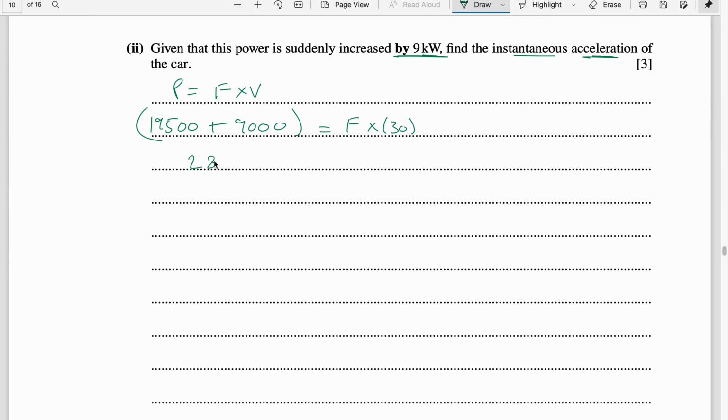So 28,500 divided by 30, you get the new driving force. So the driving force is 950 newtons. We have the driving force to find the acceleration.